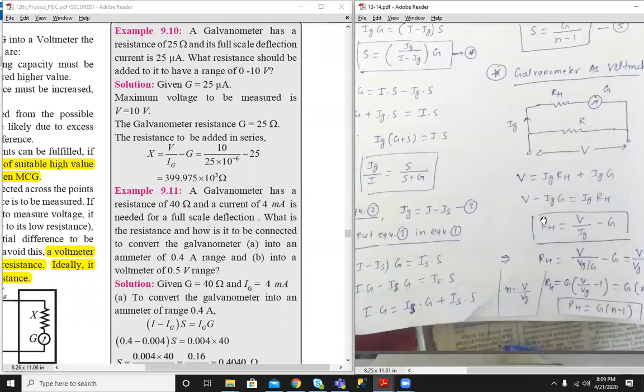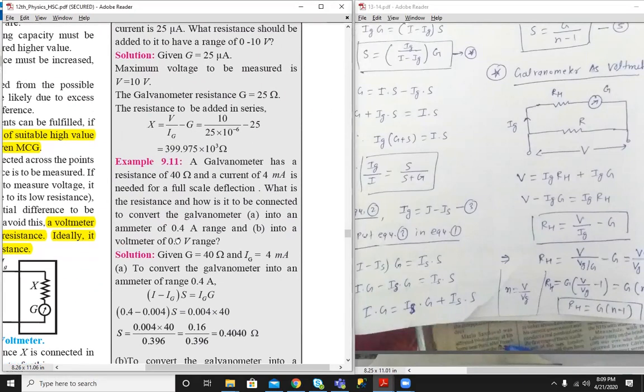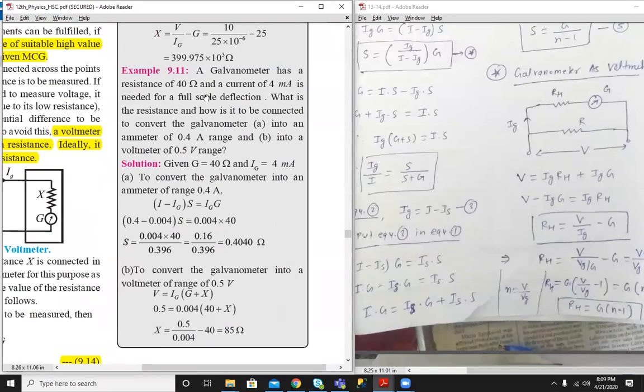So you have also just seen this formula. So this is a simple one. What is the next problem? A galvanometer has a resistance of 40 ohm. So capital G is given, and a current of 4 milliampere is needed for a full scale deflection. So Ig is given. What is the resistance? Meaning RH you have to find out. And how is it to be connected to convert the galvanometer into an ammeter of 0.4 ampere range? So you have to determine the ammeter's resistance also.